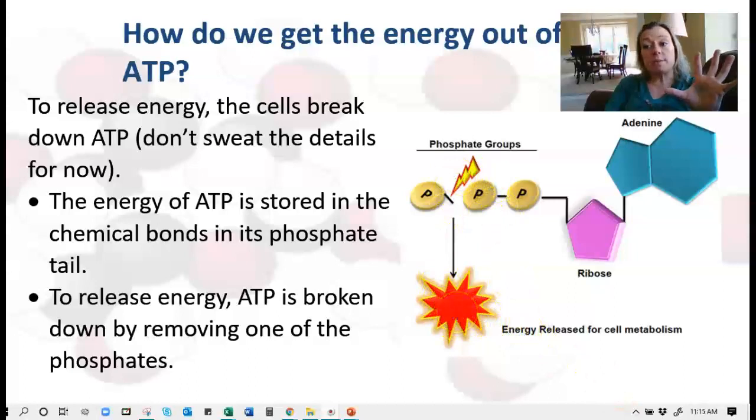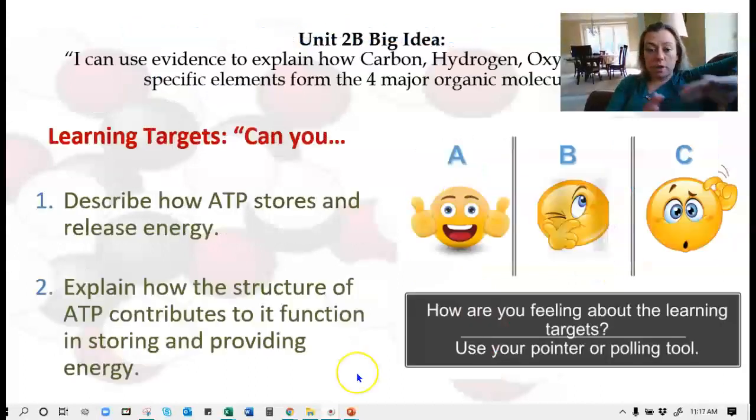So we talked about metabolism in Unit 1, right? So anything that your body needs to do, it needs energy for. So that's what we use the energy stored in ATP for. All right, so that wraps it up. Big idea. We've talked about where carbon, hydrogen, oxygen, and in this case, nitrogen and phosphorus come in. We've described how the ATP stores and holds our energy for us, like a bank savings.